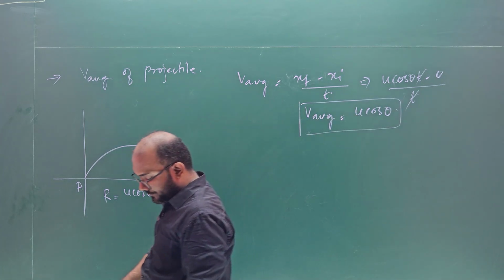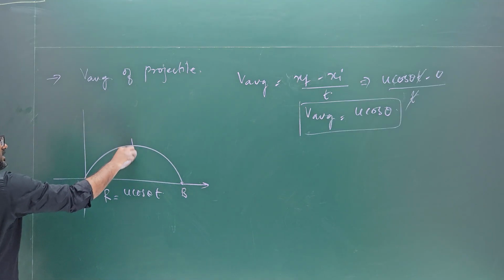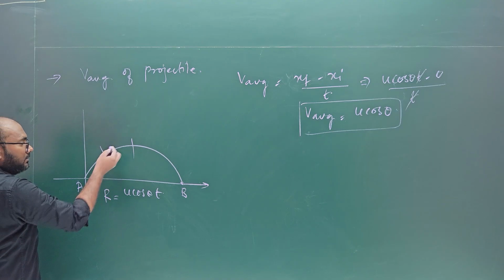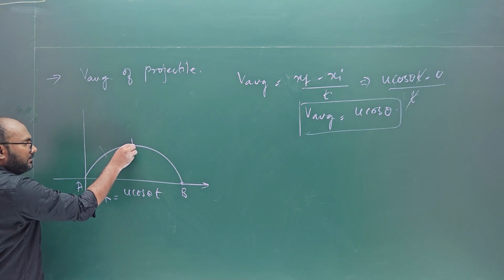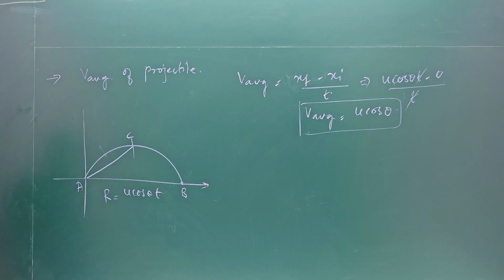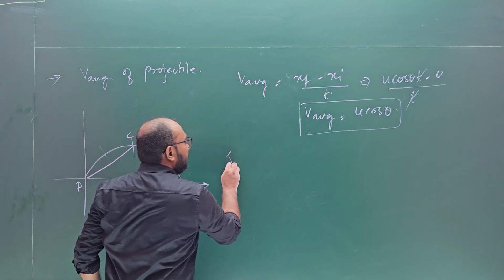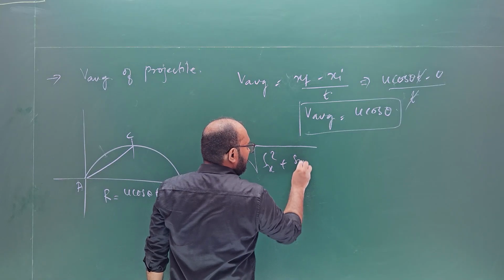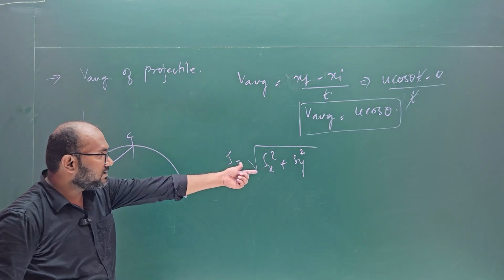But they can ask at Hmax. They can ask anywhere now. Then, for example, at Hmax, can I say this is your displacement? Let's say this point is C. How to calculate this displacement? We already know this. So S can be calculated using, just now we saw, the square root of Sx square plus Sy square. Yes or no? So this is your displacement.